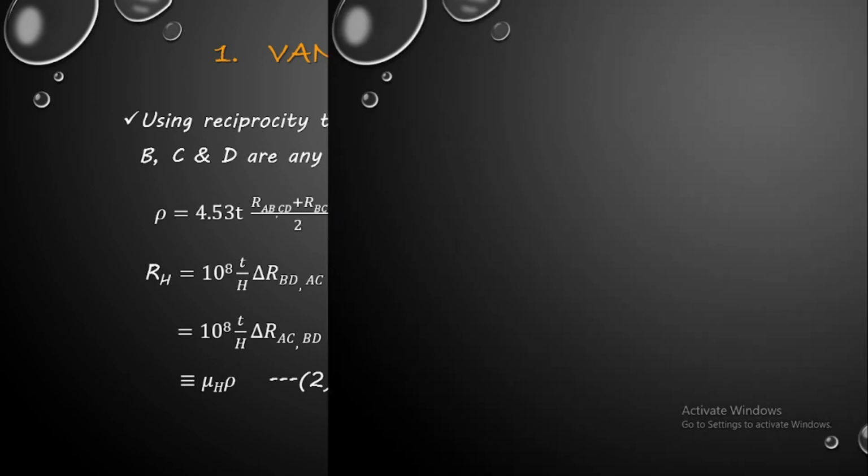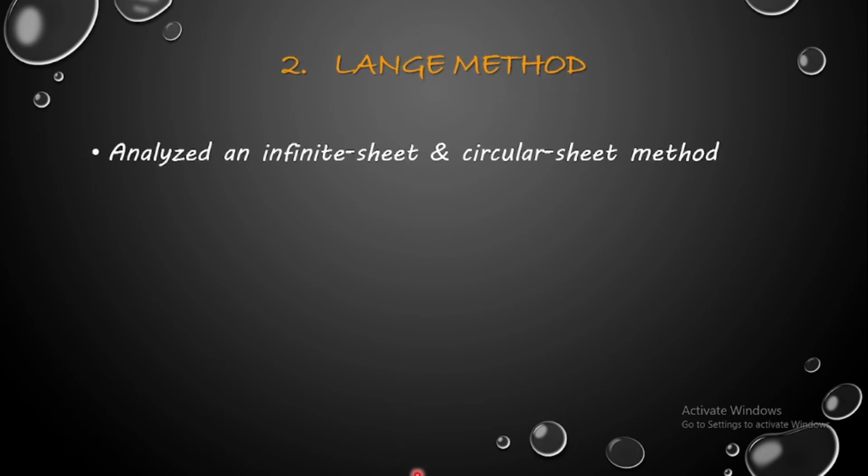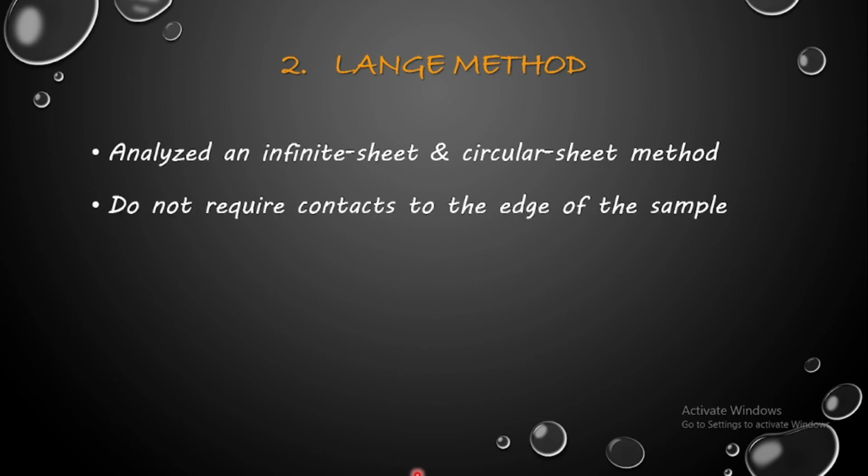Coming to the second approach, given by Lange, that's why I am naming it Lange's method. Lange analyzed an infinite sheet method and a circular sheet method which do not require contacts at the edge of the sample. In the previous method, the contacts used to find the resistance were at the ends of the thin film, which you can clearly observe in the previous diagram.